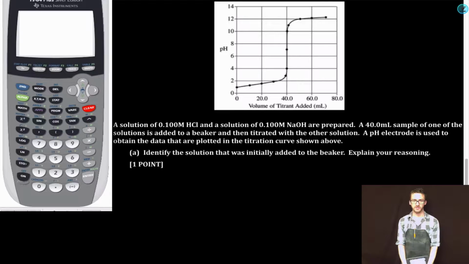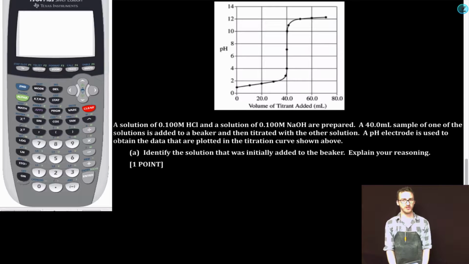A solution of 0.100 molar HCl and a solution of 0.100 molar NaOH are prepared. A 40.0 milliliter sample of one of the solutions is added to a beaker and then titrated with the other solution. A pH electrode is used to obtain the data that are plotted in the titration curve shown above.